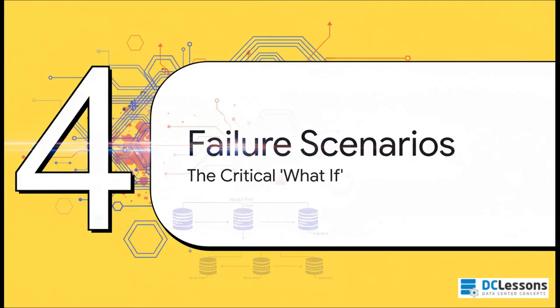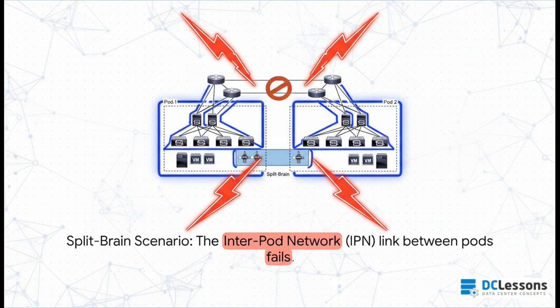All right, this is where the rubber meets the road. A huge part of any good network design is thinking through what happens when things break. So let's really analyze the key failure scenarios you have to plan for in a multi-pod world. First up, the classic split brain. This is what happens when that inter-pod network link goes down, and your pods are completely cut off from each other. The APIC controllers in each pod are still up and running, but they just can't talk to their buddies in the other pod anymore.